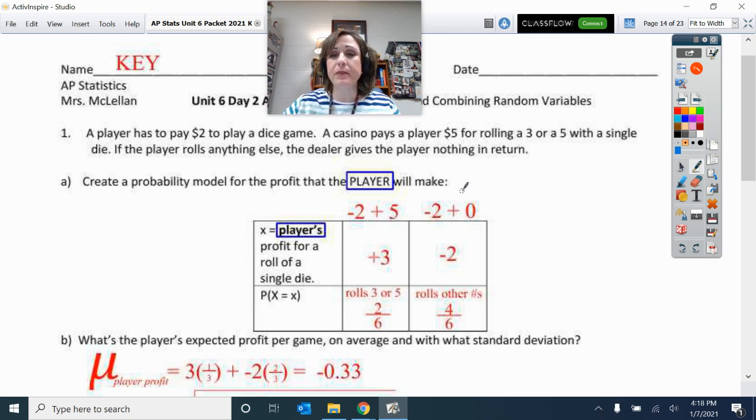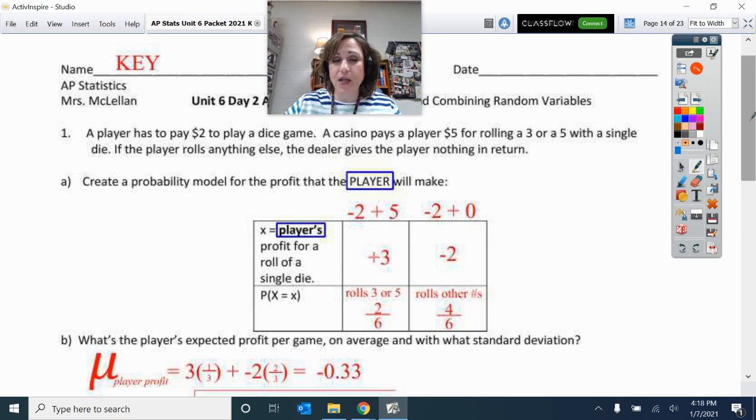All right. But if anything else happens, then the casino dealer gives the player nothing in return, and so they lost their money. That's losing $2. The casino gives them back nothing, so they've lost their $2. That happens 2/3 of the time.